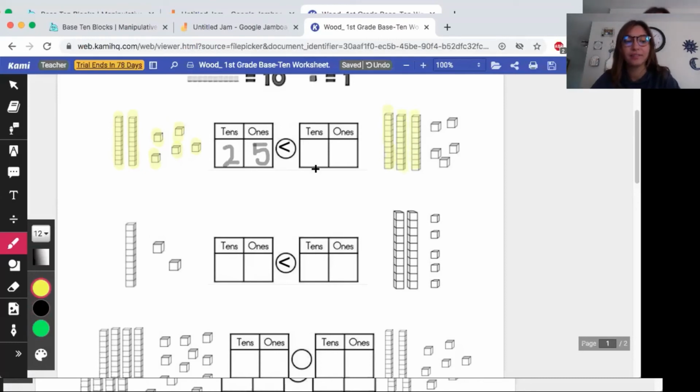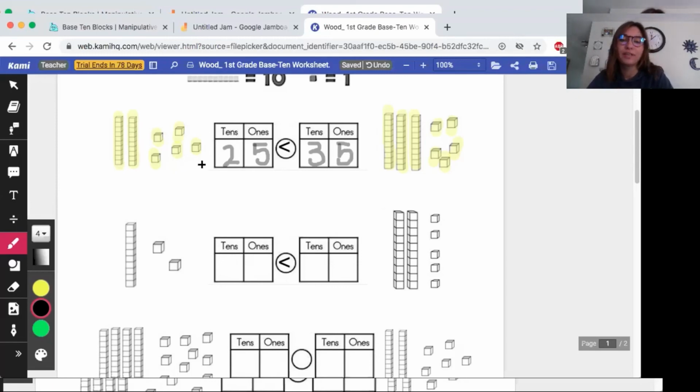Do you think that 3 tens is going to be greater than 25? How much is 3 tens really worth? Well, let's see. 10, 20, 30. So already we know that this number will be greater than 25. But let's just count all the cubes to make sure. Ready? 31, 32, 33, 34, 35. Okay, let's write down 35 in our box. The 3 goes in the tens and the 5 goes in the ones.